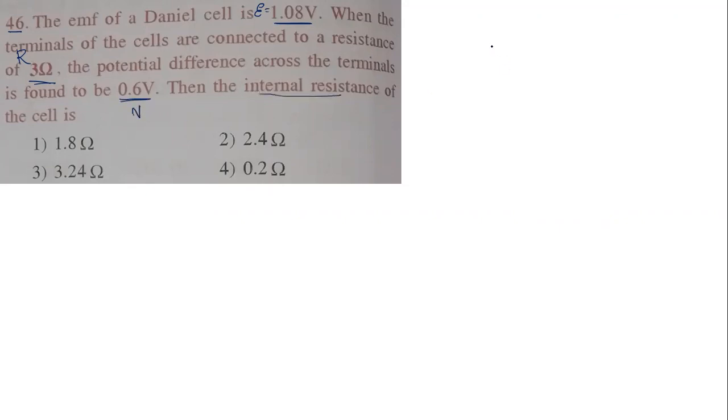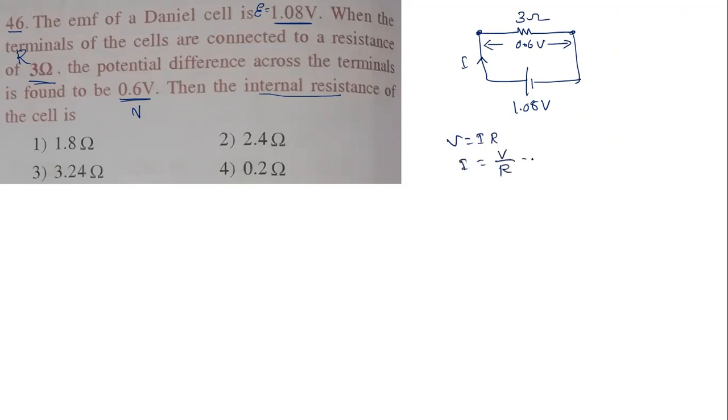They are asking for the internal resistance. It is like this now. It is a simple resistor of 3 ohm connected to a Daniel cell of EMF 1.08 volt. The potential difference across these two points, across the battery terminals, is given as 0.6 volt. Then can we calculate current using Ohm's law? V equal to I times R, then I equal to V by R, where V is 0.6 divided by R is 3 ohm. So it will become 0.2 ampere. That is the current which is flowing now.